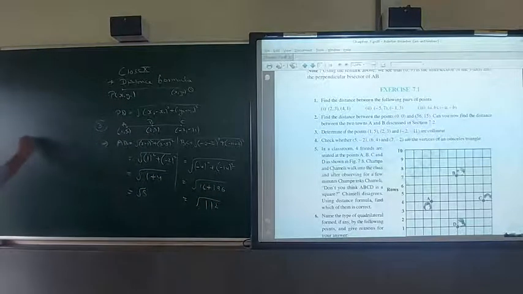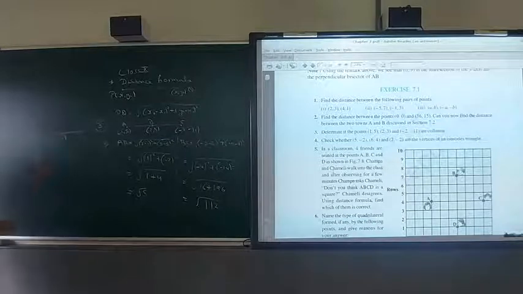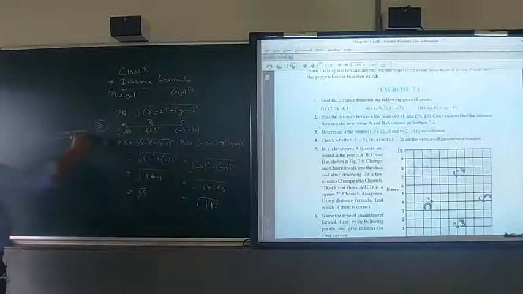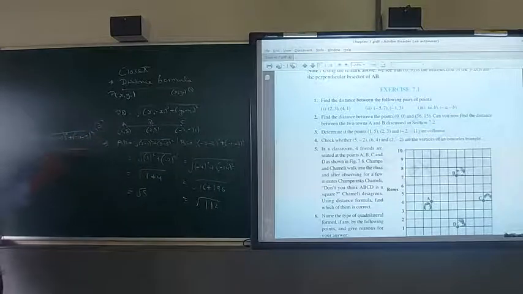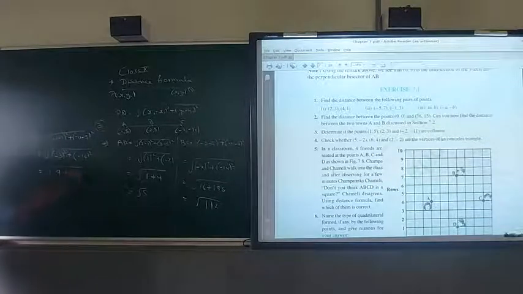Now find AC. AC also you have to find. (x2 minus x1), that is (minus 2 minus 1) square, plus (y2 minus y1), that is (minus 11 minus 5). That is minus 3 square and minus 16 square, so it will be 9 and 256. 256 plus 9, that is 265.